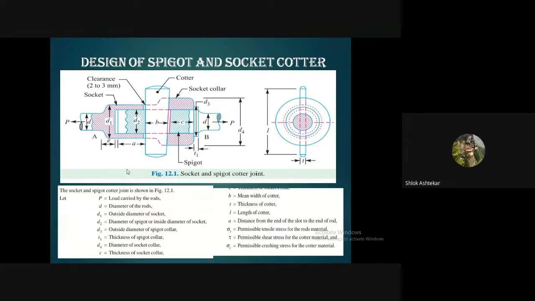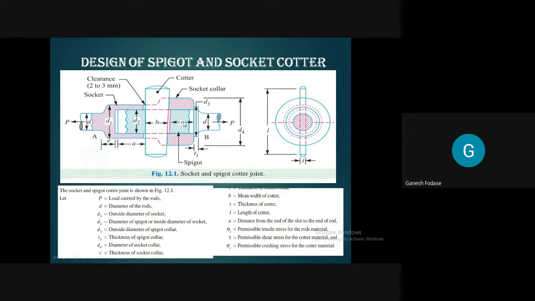3. How many elements? 3 elements. Okay. Socket, spigot, and quarter. Now we need to understand different dimensions of this socket, spigot, and quarter, because these dimensions we are going to design. The dimensions on the screen now, you can see here in the assembly, all dimensions are shown by different notations, and different notations are explained here. So we are going to design these dimensions.